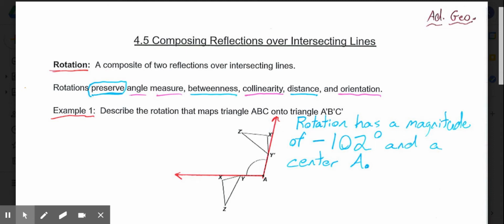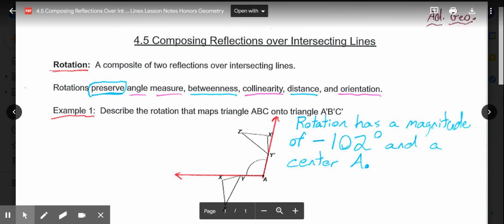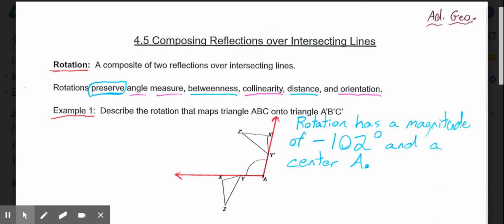And when we do that, our resulting image and that resulting translation that we do creates a rotation. So if you're doing multiple reflections over intersecting lines, all that it's ending up doing is creating a rotation. So a rotation is a composite of two reflections over intersecting lines.